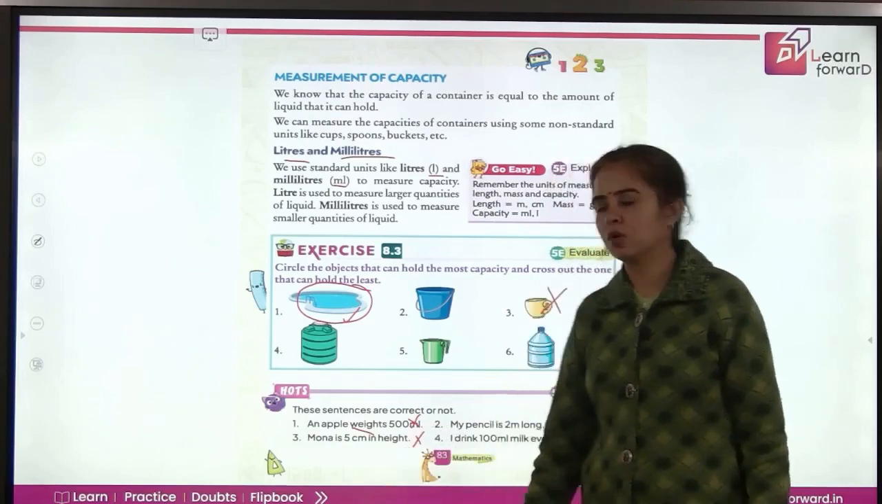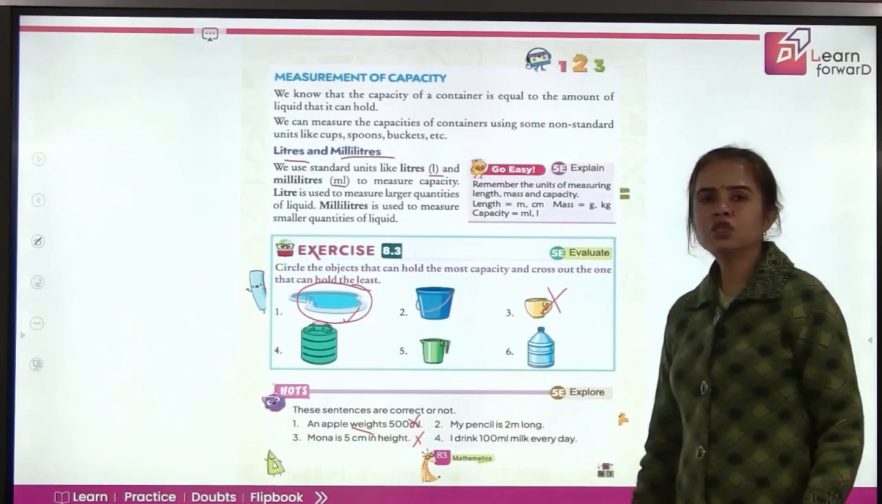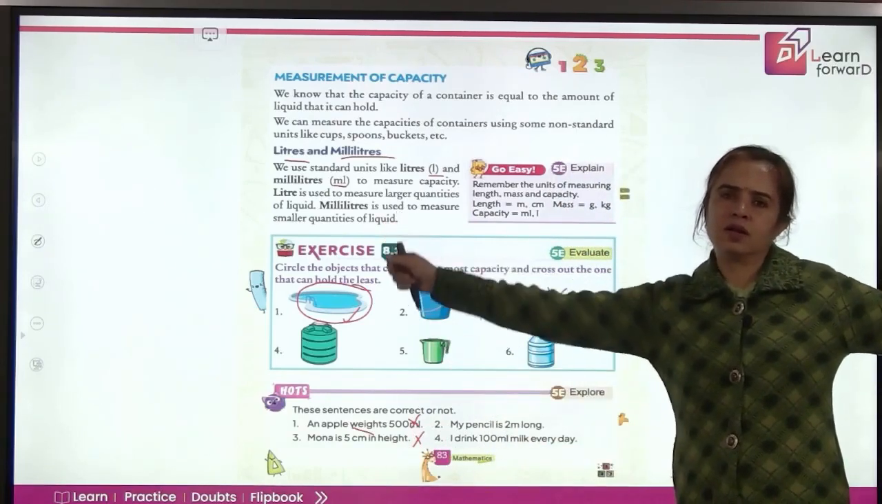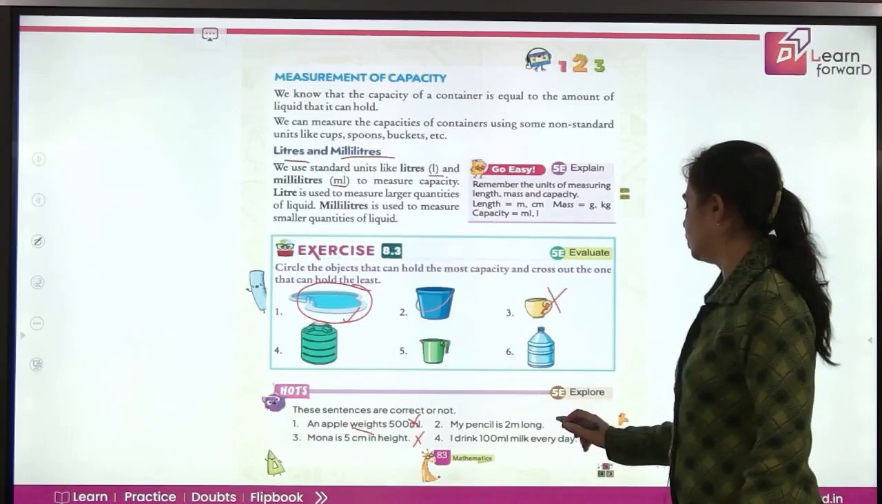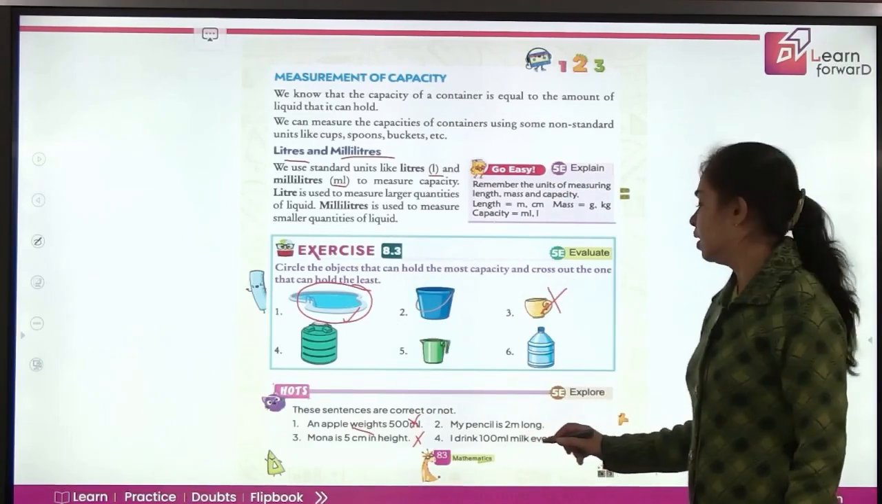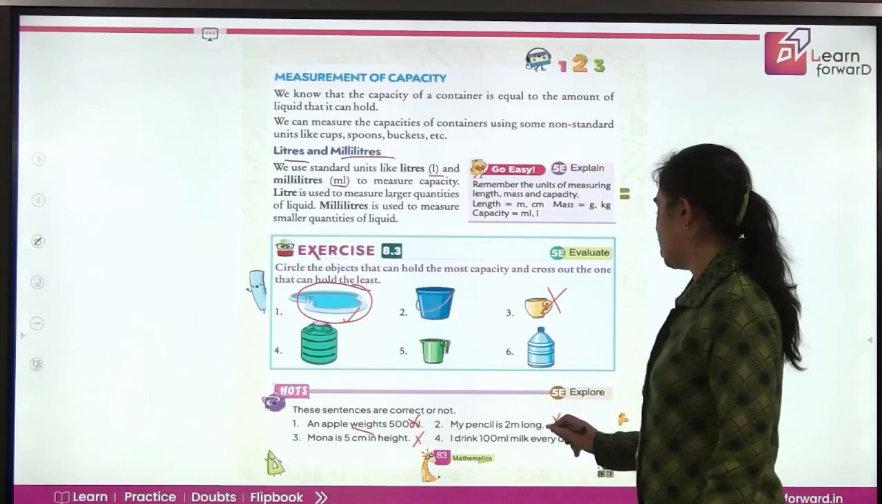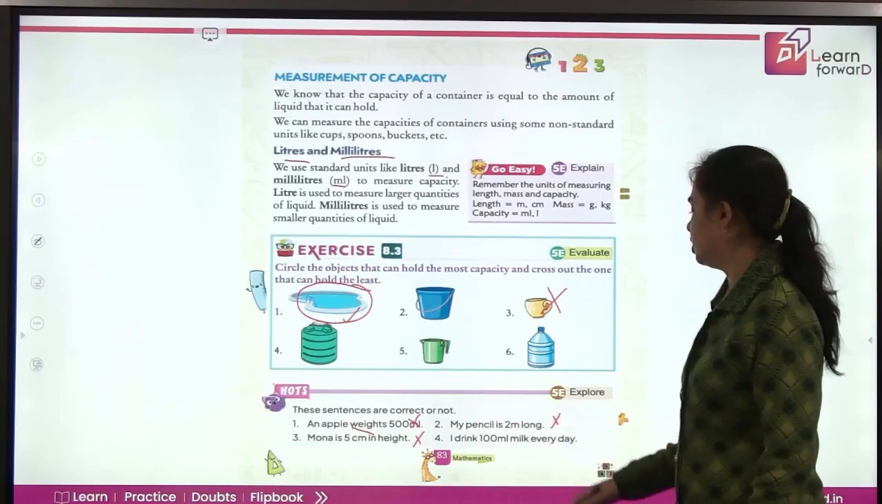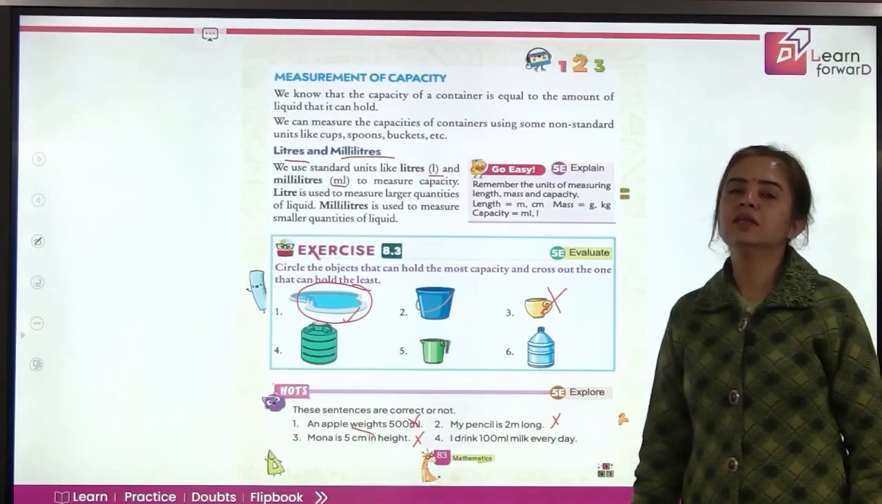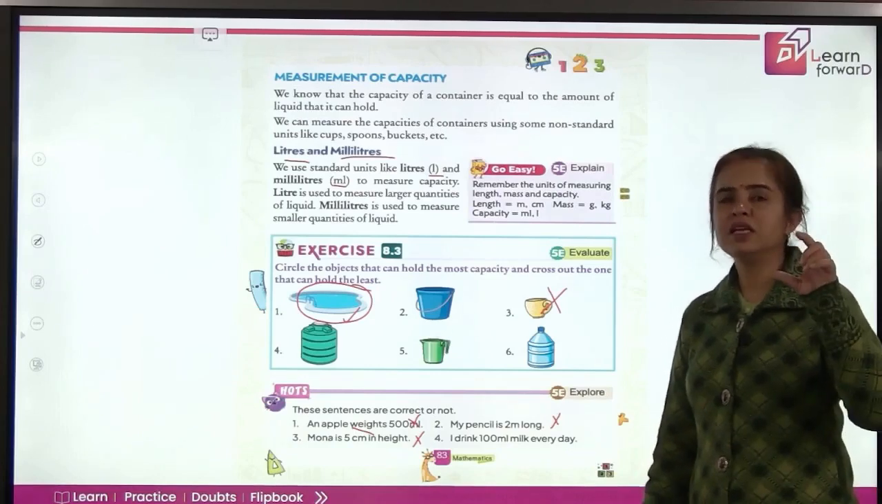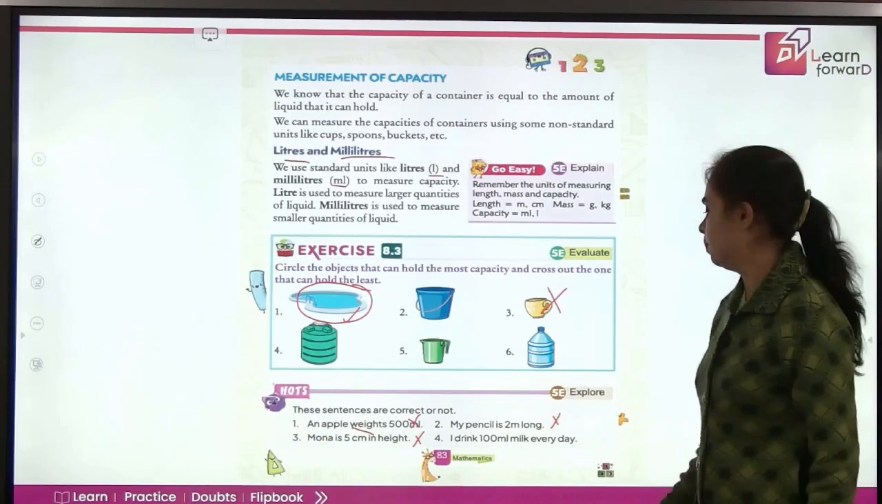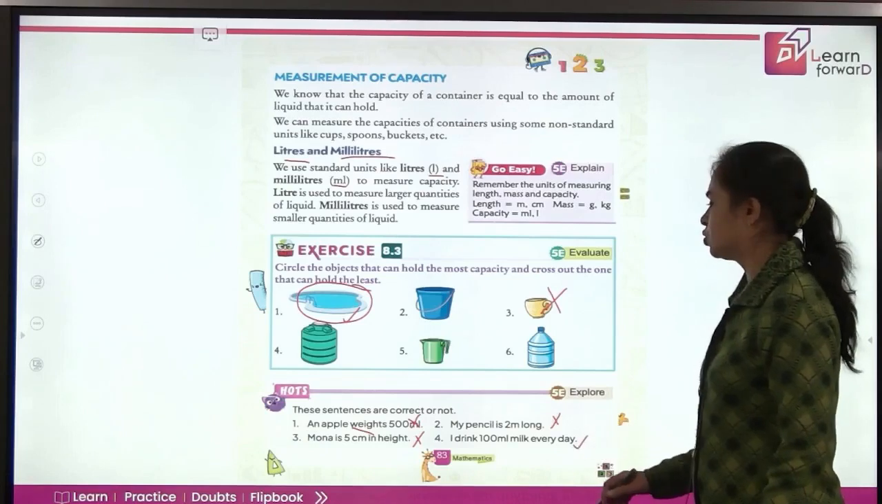This is also wrong. My pencil is 2 meter long. Oh, this is a bigger unit. How can I use it to measure the length of my pencil? Again wrong. I drink 100 milliliter milk every day. That can be correct. 100 milliliter almost means a cup full. So, which is not good actually.